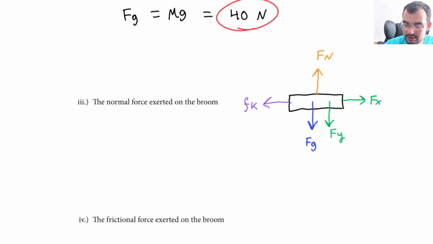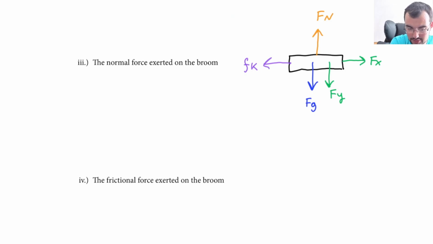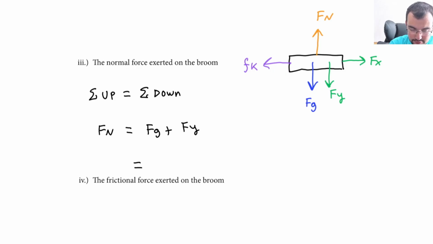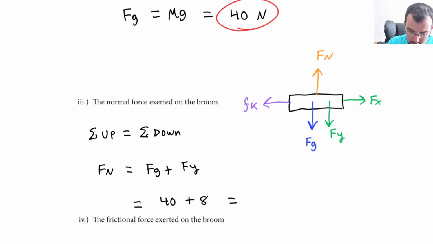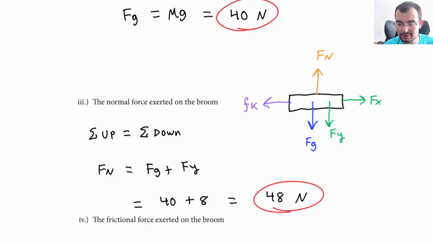So we are given that this is constant speed, so everybody's nice and balanced, which means that the up forces balance the down forces. So the normal force is just going to be equal to Fg, the weight, plus the vertical component. So the weight we said was 40 newtons, and the y component we said was 8 newtons. So our normal force, notice, is larger than the weight of the broom, which makes sense because there's an extra push that the normal force needs to balance.